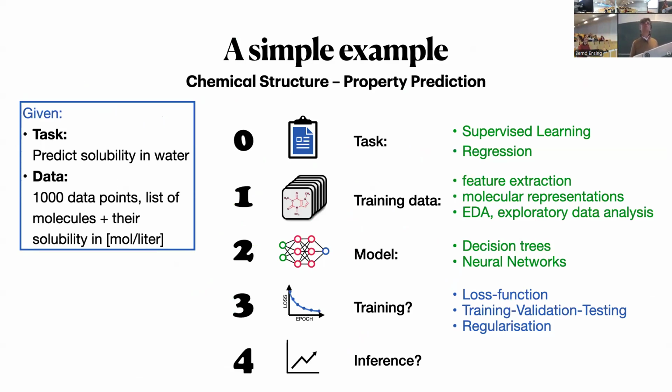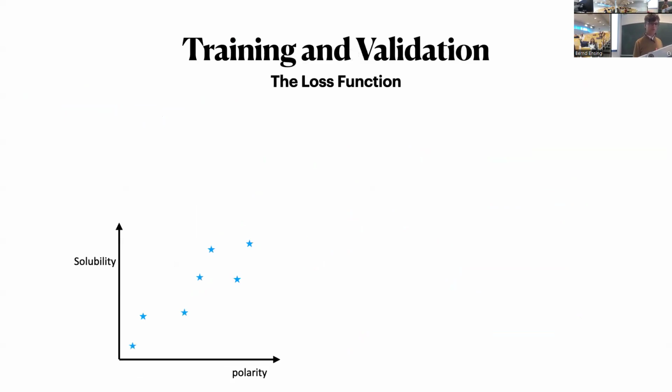Okay, so how about training, and in particular, how about validation? Now we have decided about our data, we've decided about our task, of course, we've chosen the model, and how are we going to train it? Suppose here we have some data, and now I want to use this to train a model that then can do predictions for new data.